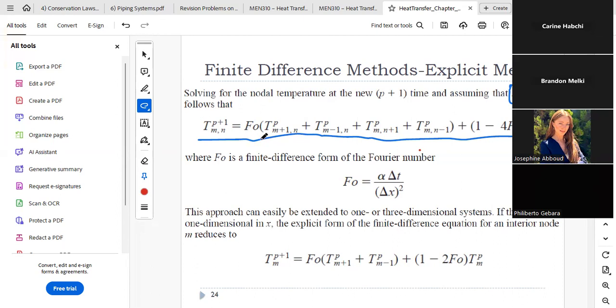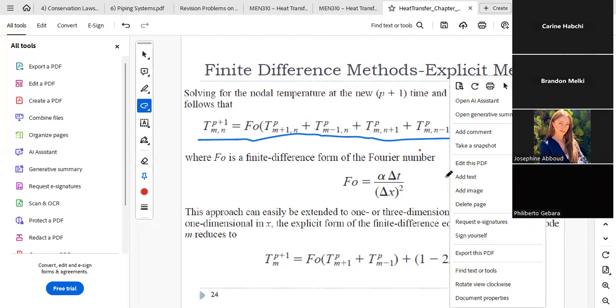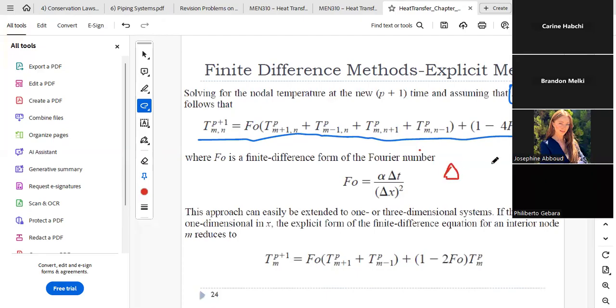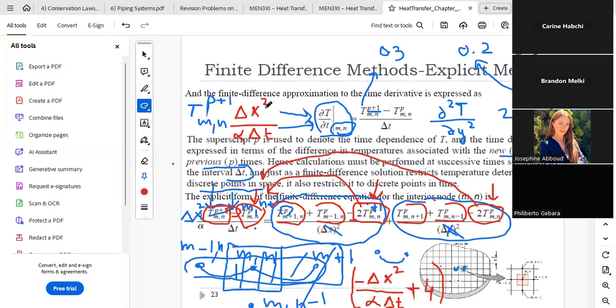So here we said that we have delta x square over alpha delta t. You remember we defined last time the Fourier number, okay? The Fourier number was alpha delta t over delta x squared. So we can say that in our equation, the coefficient here is 1 over Fourier number. 1 over Fourier number. Okay?